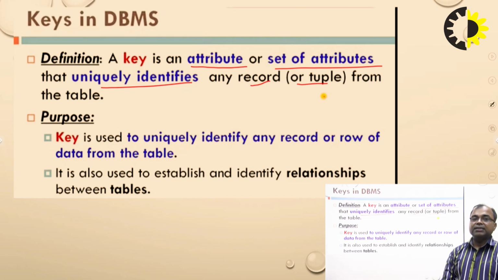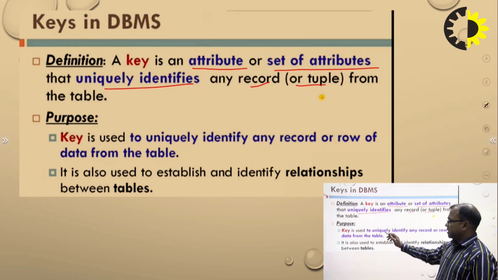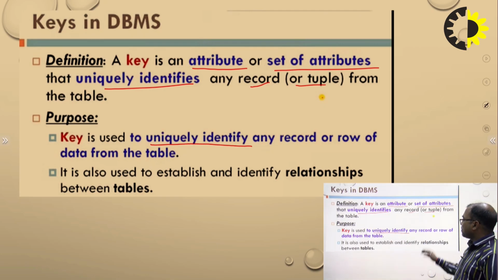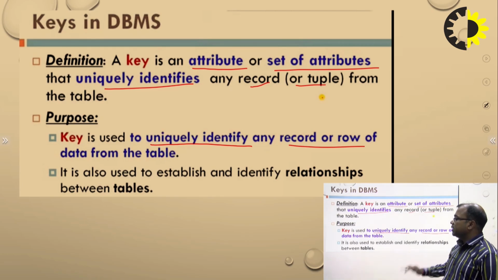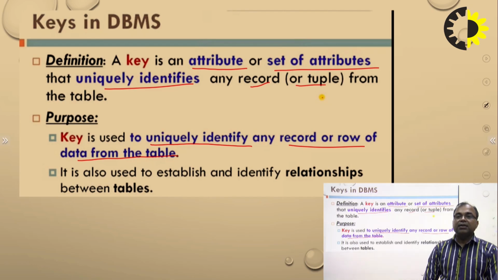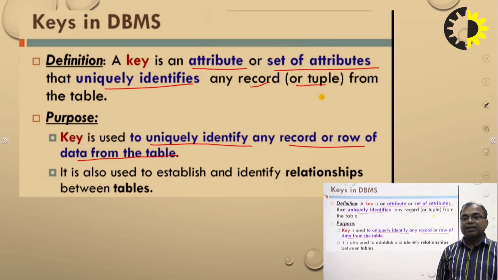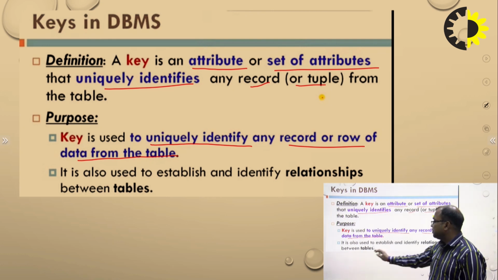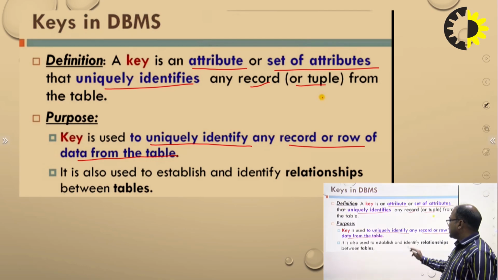So what is the purpose? Why do we need keys in a database management system? Key is basically used to uniquely identify any record, or we can say any row, from the table in a database. If you want to identify anything, it is the key which identifies it. It is very important in terms of RDBMS, that is Relational Database Management System, and it is also used to establish and identify relationships between the tables.